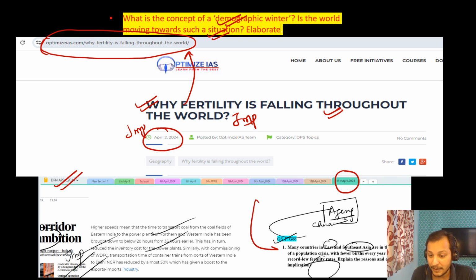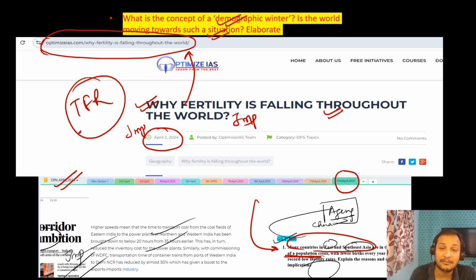You can see many countries in East and Southeast Asia are facing the population crisis. What is this population crisis? It is nothing but the fertility crisis. Guys, in the prelims examination this year, they asked total fertility rate. That time itself I had told you that they are definitely going to ask a question again on population crisis.